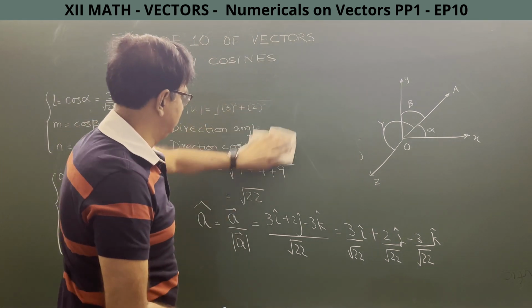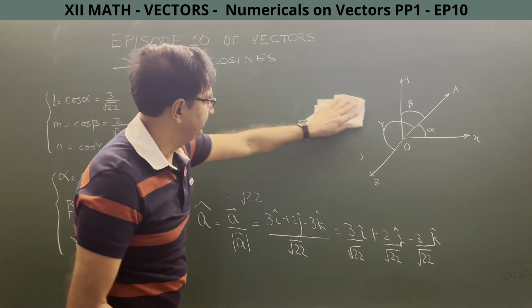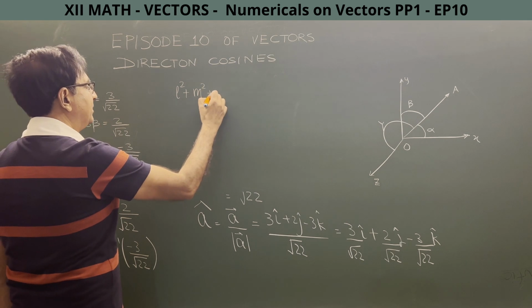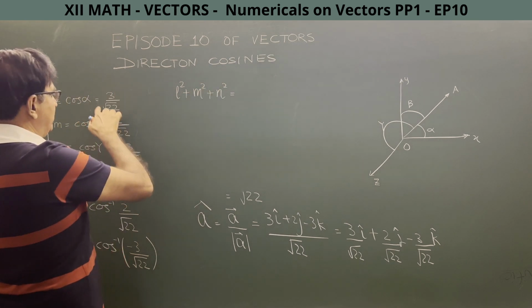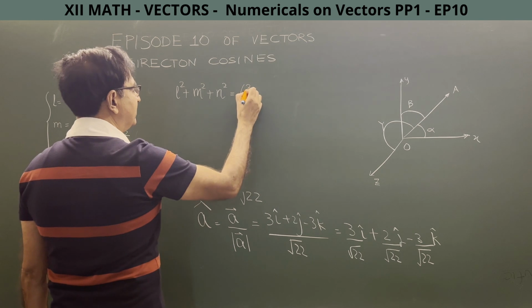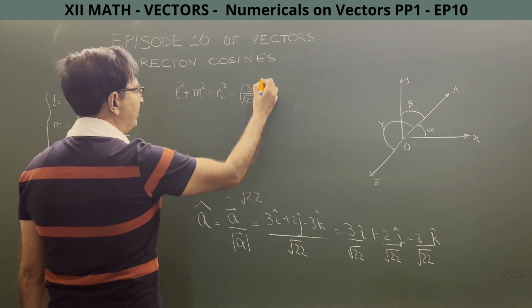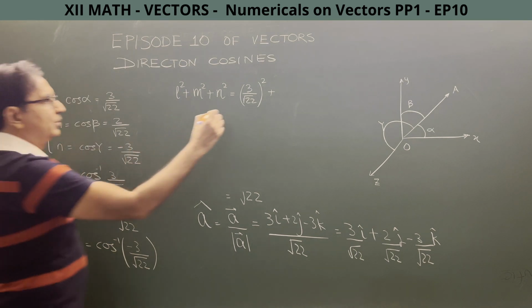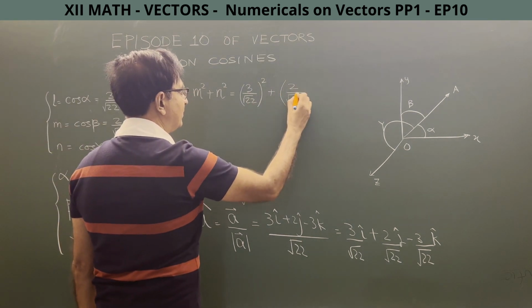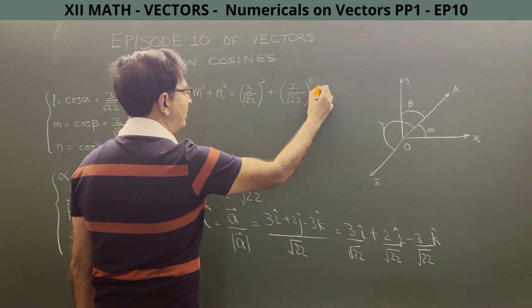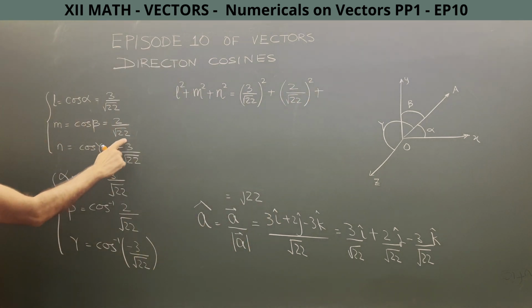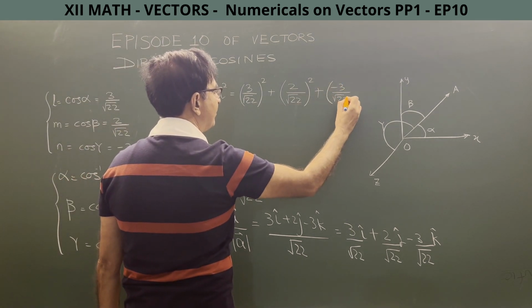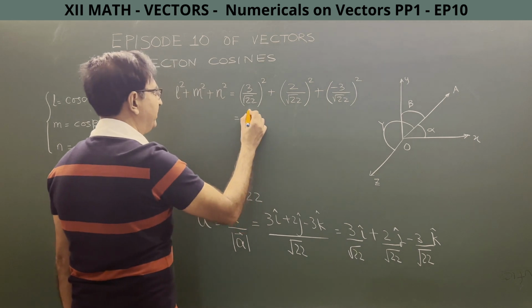So let us see. What will be that? L square plus M square plus N square. When you square this term, 3 by root 22, what is M? 2 by root 22. And what is N? Minus 3 by root 22. So what will it be when you square?